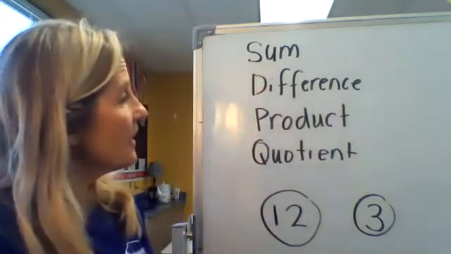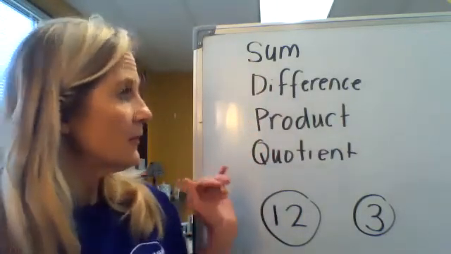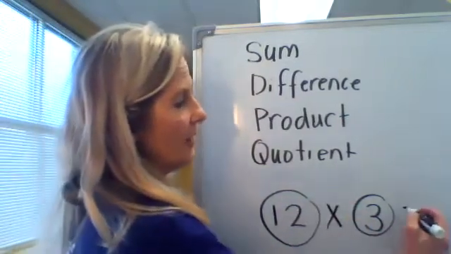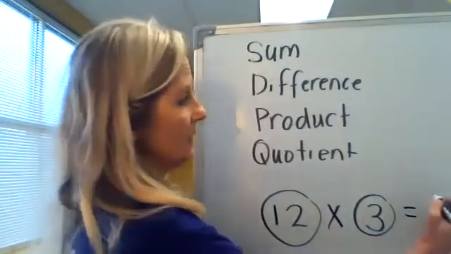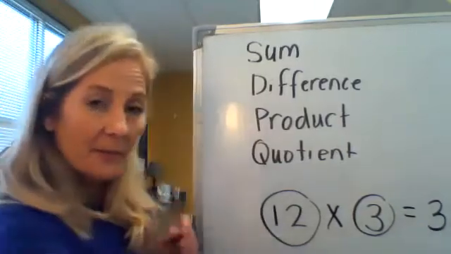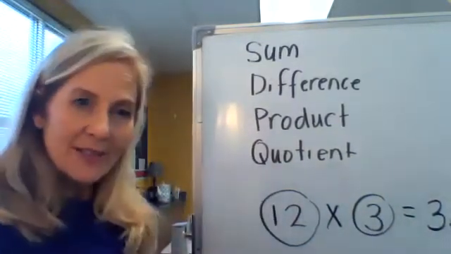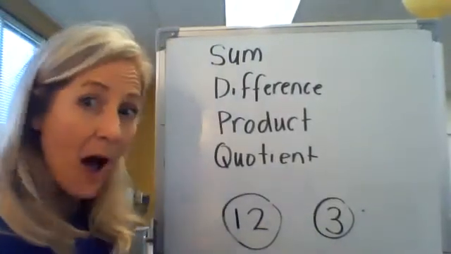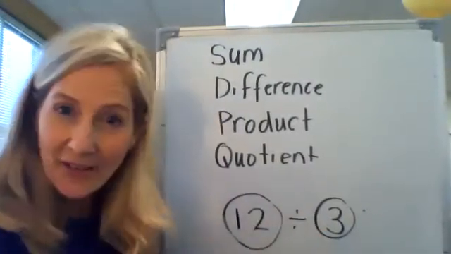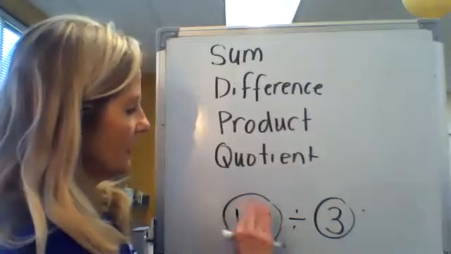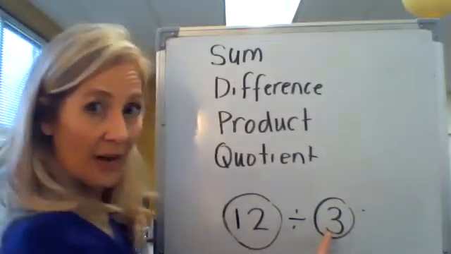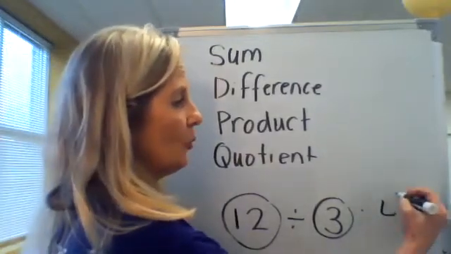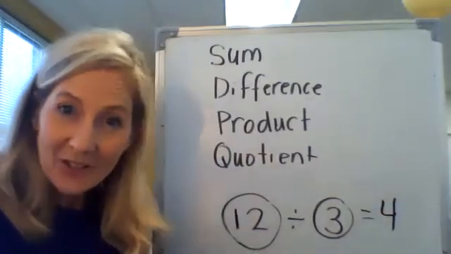The answers are different. So if I said, what's the product of these two numbers? I hope you would know that to find a product, you multiply. So the product of these two numbers would be 36. If I said, what is the quotient of these two numbers? I would hope that you would know that that means division, right? So to find the quotient, you take the dividend, divide it by the divisor, which is how many groups or how many in a group, and you will end up with the quotient, which is the answer.